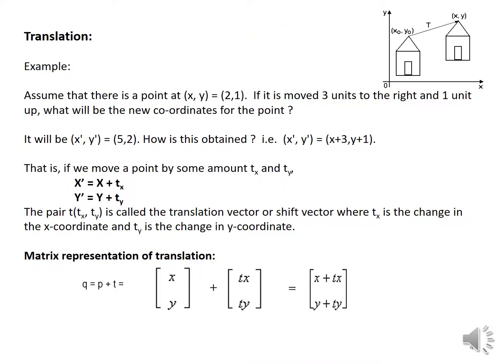Now let us take an example of translating a point in a 2D plane. Let us assume that there is a point (2, 1), and we have translated it to a different point, that is (5, 2), with the translation vectors 3 and 1. They are represented as x' equal to x plus tx and y' equal to y plus ty, where x' and y' are the translated point and tx and ty are the translation vectors. Hence, the translation matrix is represented as below: x plus tx and y plus ty.